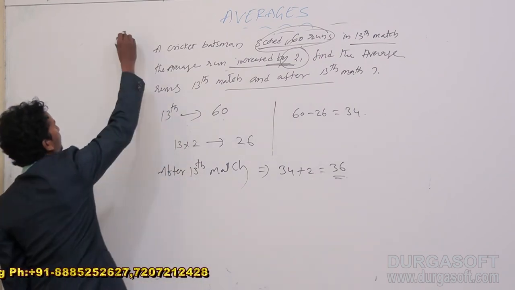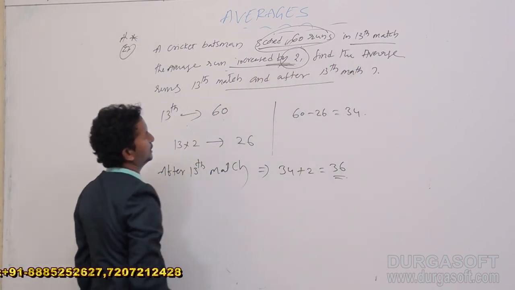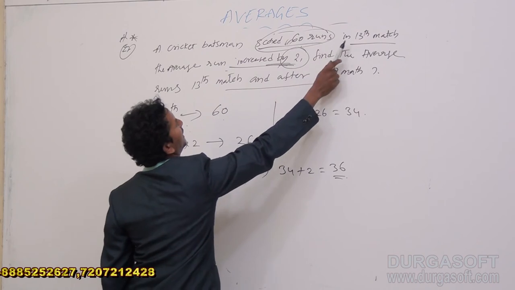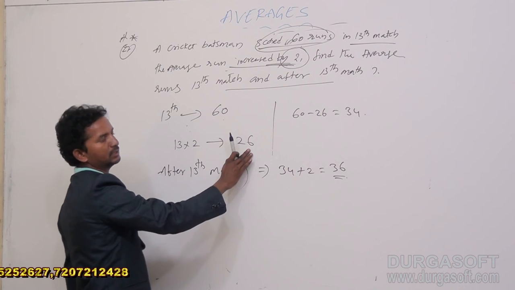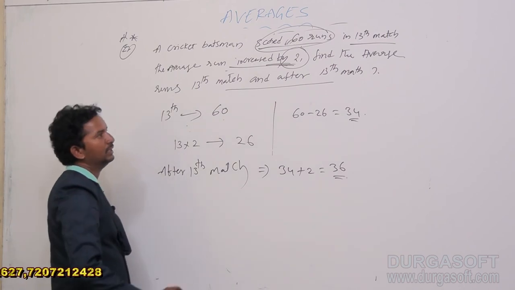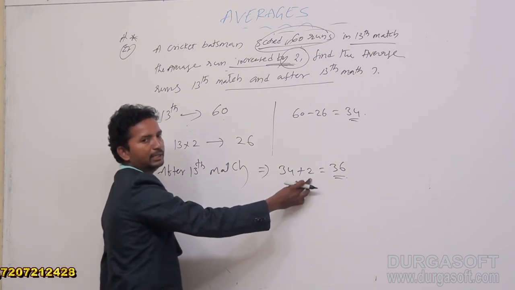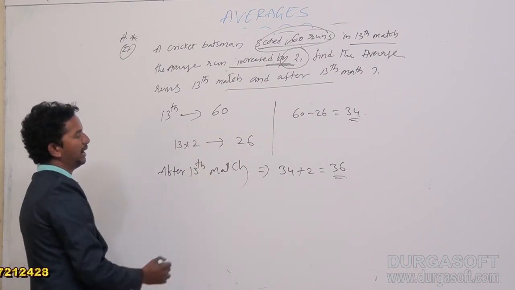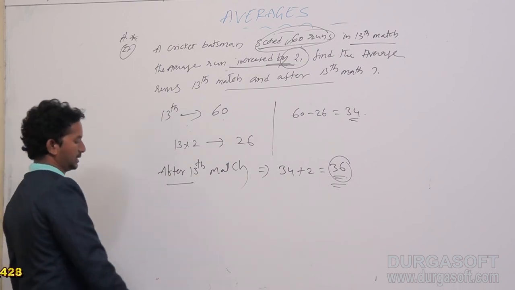Once again, a very important problem. A cricket batsman scores 60 runs in the 13th match, and the average increased by 2 runs. So 60 minus 24 is 36, actually 34 before the 13th match. After the 13th match, 2 is increased, so you add the 2 here, and the total is 36.